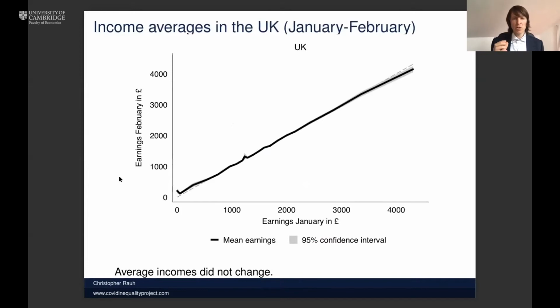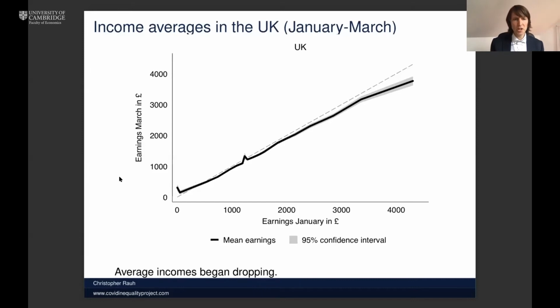Looking at the UK, here I relate people's income from one month to the next. On the x-axis, you have people's mean earnings in January, again net labor income, and on the y-axis, you have the average net labor income in February. What you see is that this line is basically the 45-degree line, okay? That means that if you, for instance, earn 2,000 pounds in January, then on average you're going to be earning 2,000 pounds in February. So in normal times, this is a straight line.